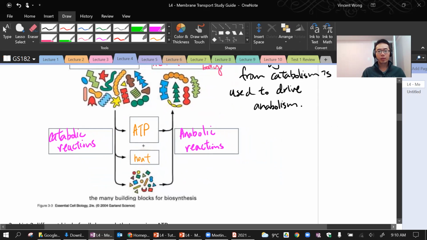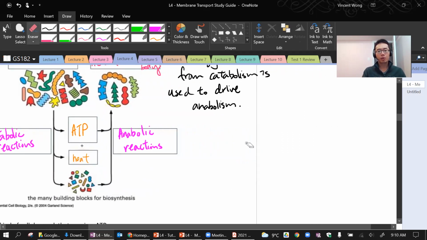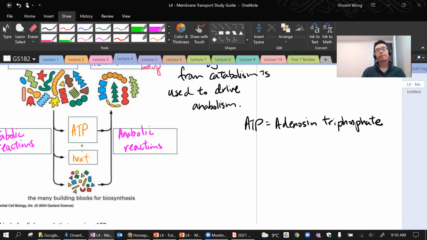Okay, so let me quickly explain how ATP works. ATP is, as I said, adenosine triphosphate. Oh, Shannon asked, where does the heat come from? So the heat is basically wasted energy. As I said, we are not efficient at converting the energy, so a lot of the energy is lost as heat.